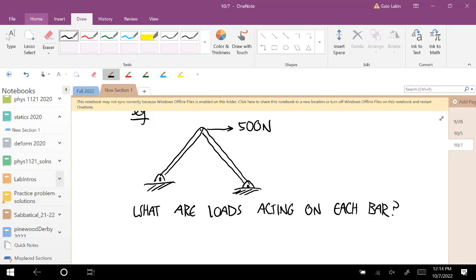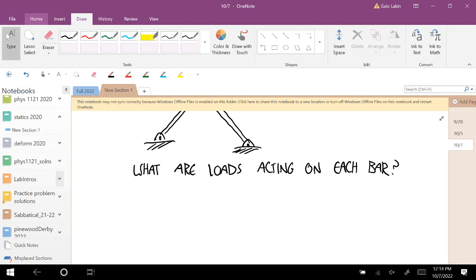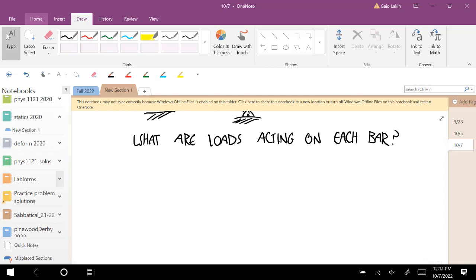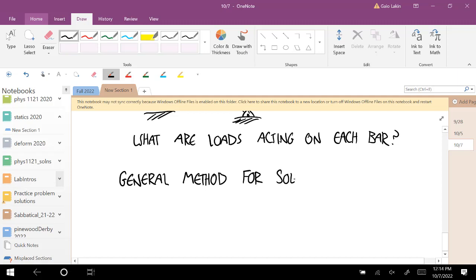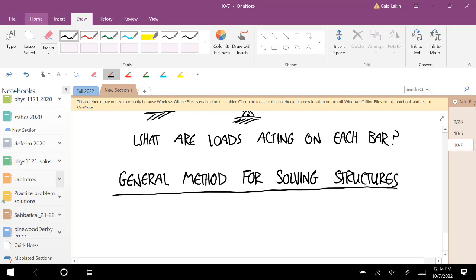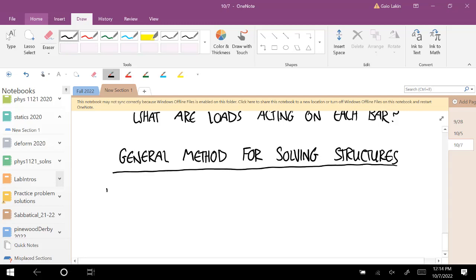Okay, so I'm going to give sort of a general method, just a 3-step method, and then I'll get into example problems. So here's a general method for solving structures. So first, number every member and letter every joint, just so we can classify stuff.